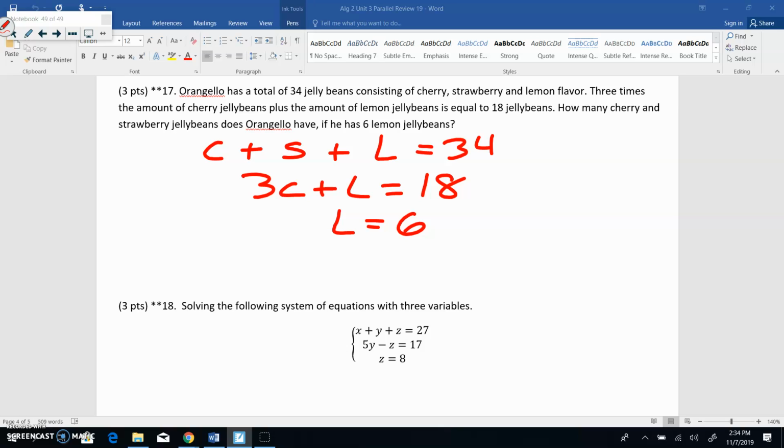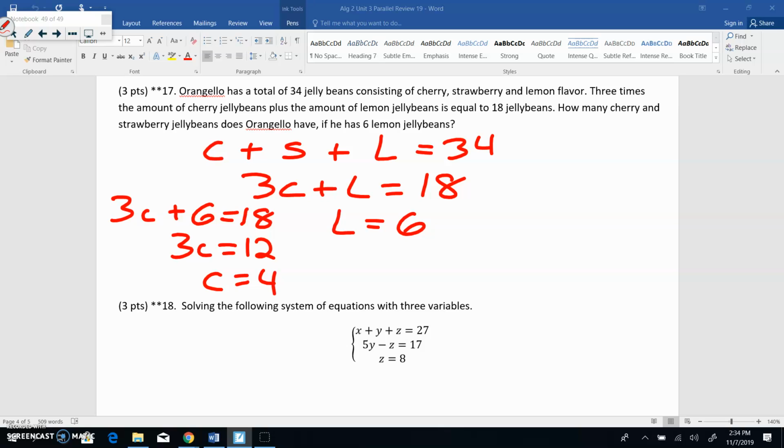So this is just reverse substitution. Start with that 6, sub it in. Okay, as I do this, all right, I sub in 6 for L. So 3 times my cherry jelly beans plus my 6 lemon jelly beans gives me 18. Okay, subtract that 6. 3 times my cherry jelly beans is equal to 12. So that gives me the fact that I now have 4 cherry jelly beans.